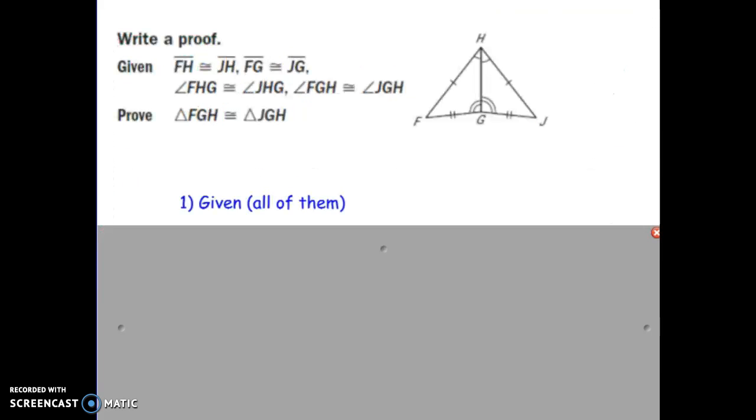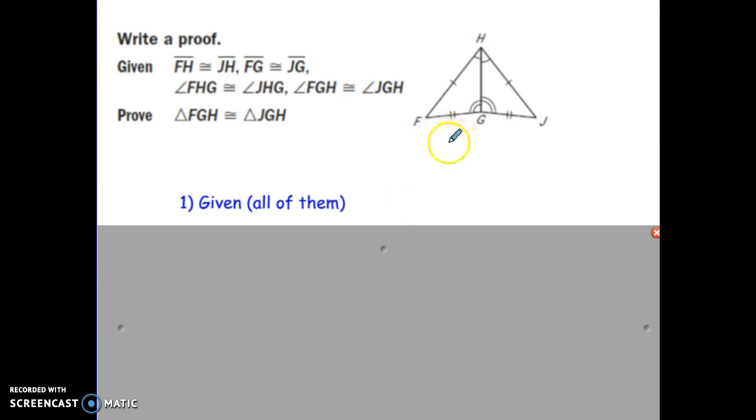Now we're going to write our proofs, and I want you guys to write down all the givens. I am not writing down all of the givens, but I want you to, so please make sure that you write those all down. I was typing, and so I saved some time. So you've got all your givens.